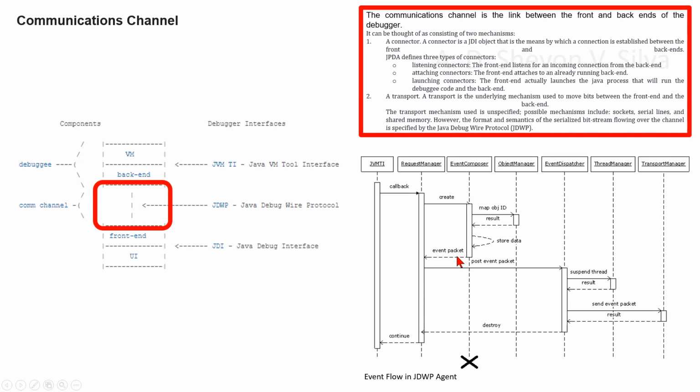Three, the request manager passes the created event composer to the event dispatcher. Four, the event dispatcher extracts the event packet and sends it to the debugger via the transport manager. If required by the event suspend policy, the event dispatcher uses the thread manager to suspend the thread sending the event.